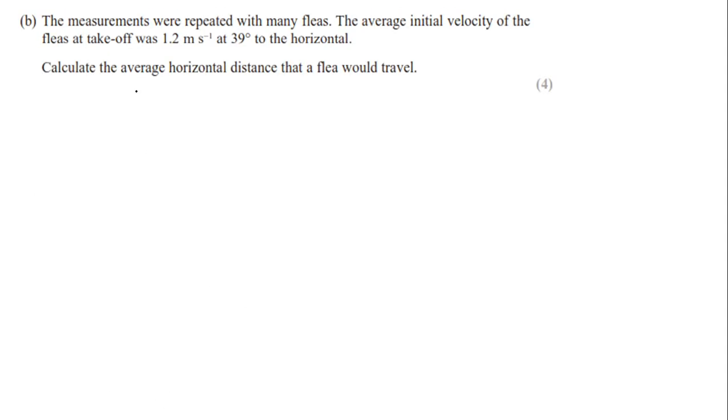The measurements were repeated with many fleas. The average initial velocity of fleas at takeoff was 1.2 meter per second at 39-degree horizontal. So calculate average horizontal distance that a flea would travel.